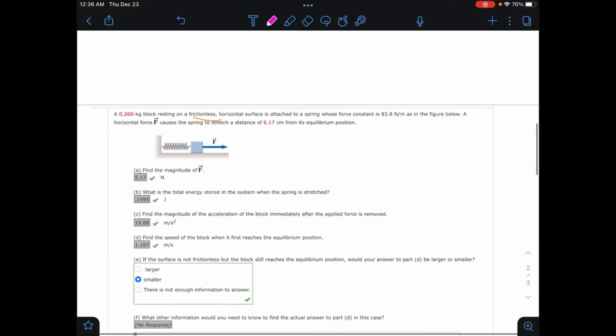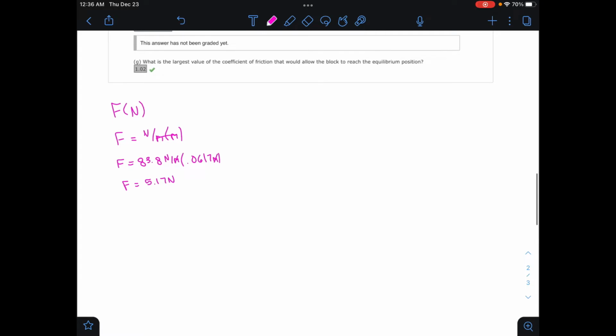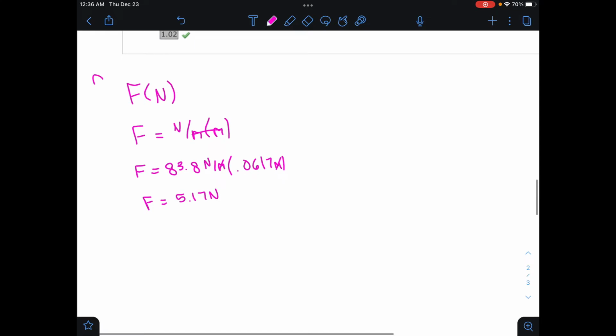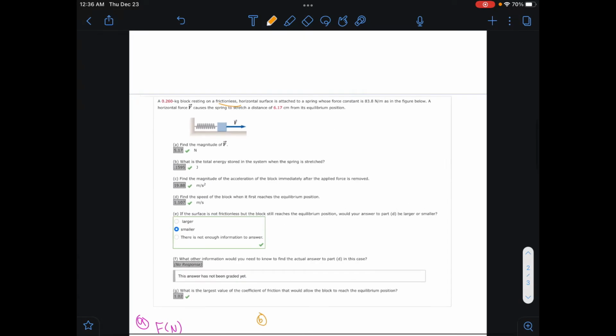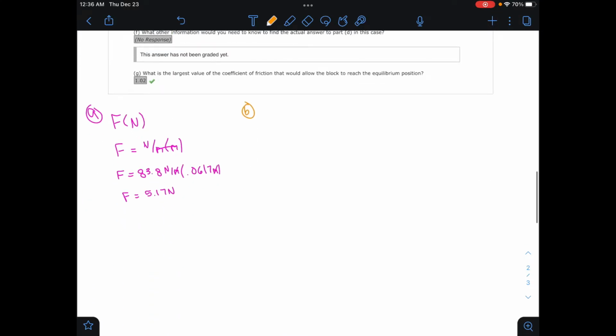Okay. What is the total energy stored in the system when the spring is stretched? So this is part B right now. We need our energy, so I'm just going to set it equal to E. Now, there is no gravity. The object isn't changing heights, so it won't be gravitational potential energy. The energy stored in the spring when it's stretched, we can already assume, is going to be elastic energy.